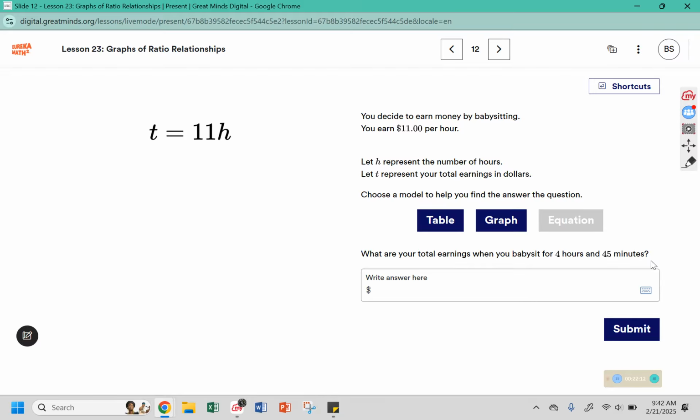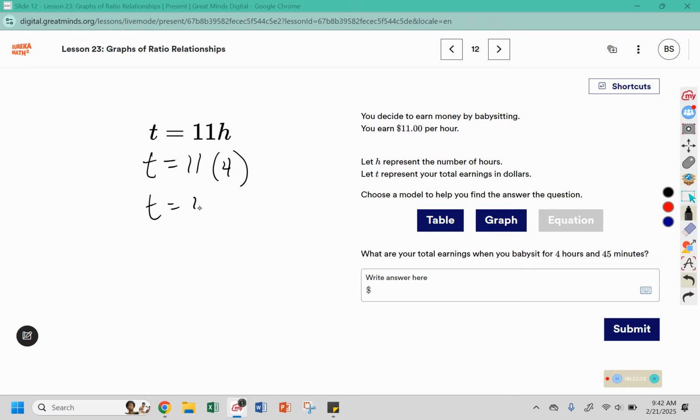Well, we have it in hours. So 4 hours, we would replace the H with 4. So for 4 hours, that would be $44. But we're not just babysitting for 4 hours, we're babysitting for 4 hours and 45 minutes. So it's going to be more than $44.